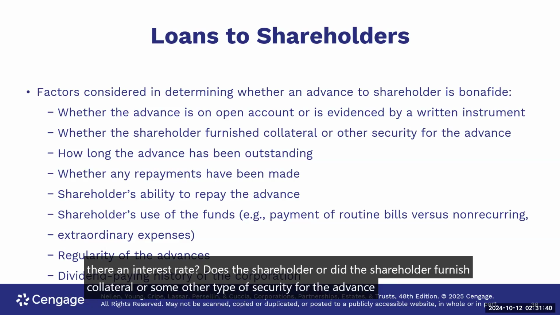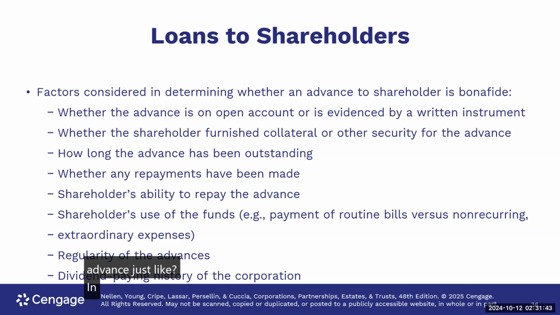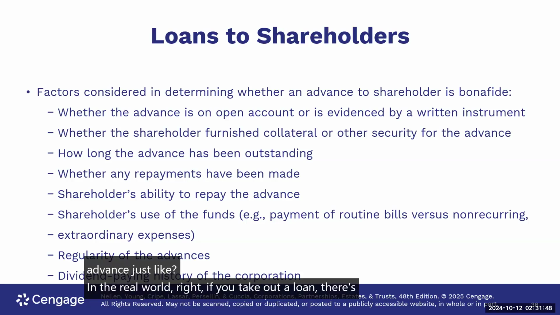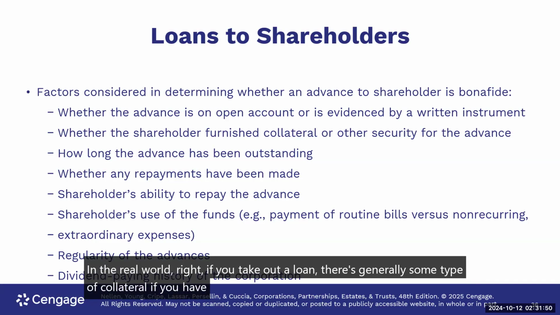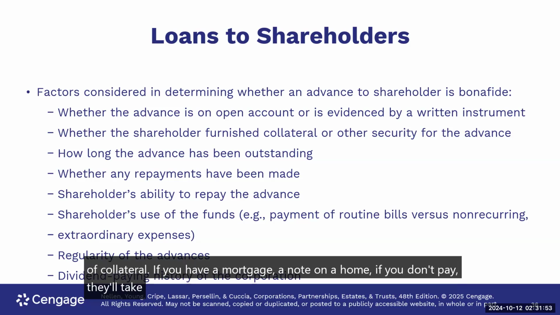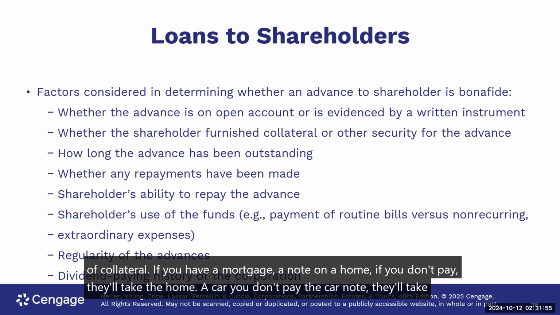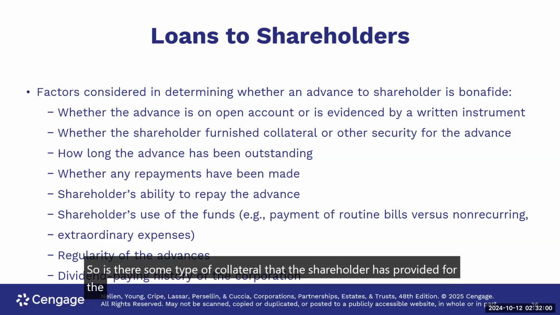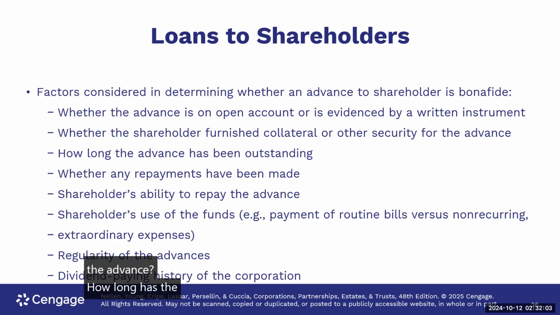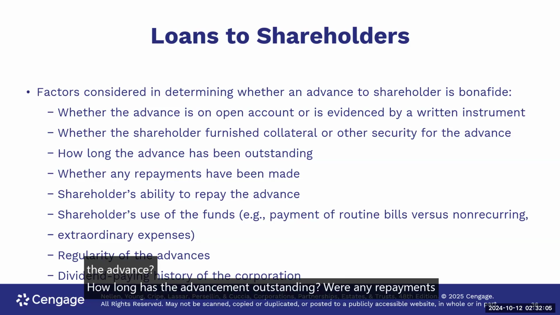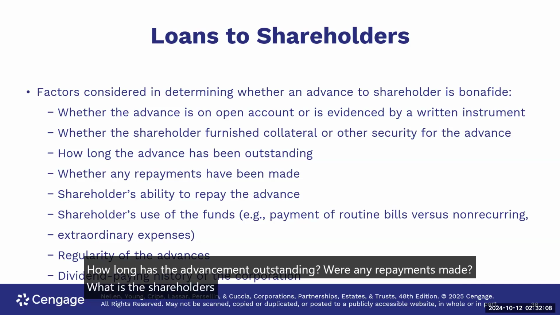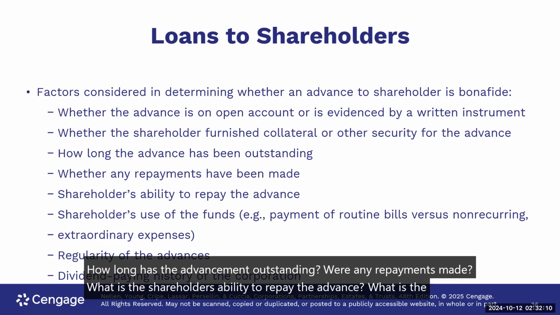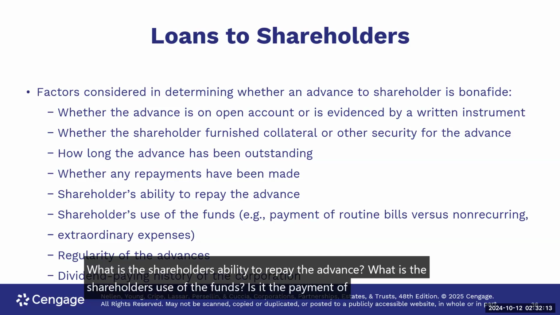Just like in the real world, if you take out a loan, there's generally some type of collateral. If you have a mortgage, a note on a home, if you don't pay, they'll take the home. A car, you don't pay the car note, they'll take the car. So is there some type of collateral that the shareholder has provided for the advance? How long has the advance been outstanding? Were any repayments made? What is the shareholder's ability to repay the advance? What is the shareholder's use of the funds? Is it the payment of routine bills versus non-recurring extraordinary expenses?